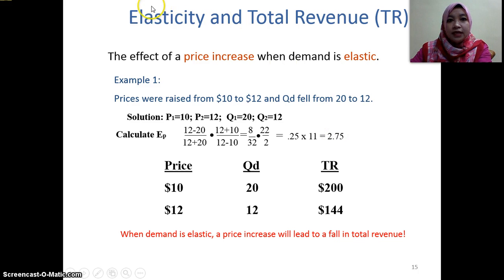And when we discuss elasticity and TR, you are also required to calculate TR. I'm very sure you know the formula. The formula for TR is P times Q. You must do the two calculations, for the old P and also for the new P. Old P is 10, old Q is 20, your TR is 200. Your new P is 12, your new QD is 12, your new TR is 144.